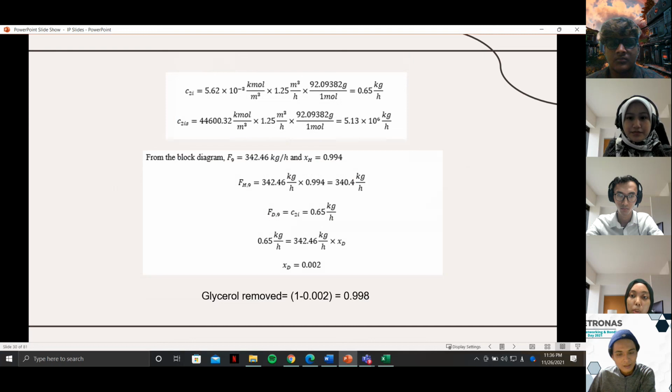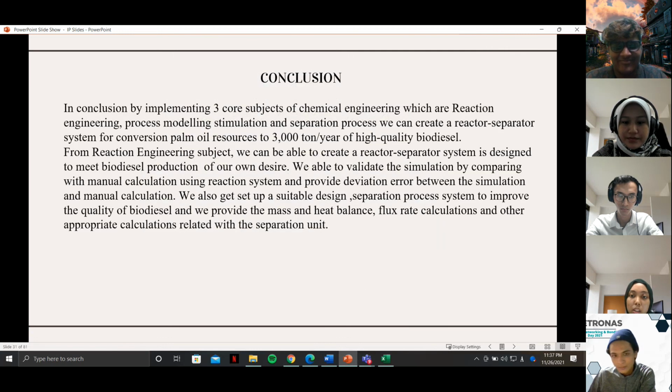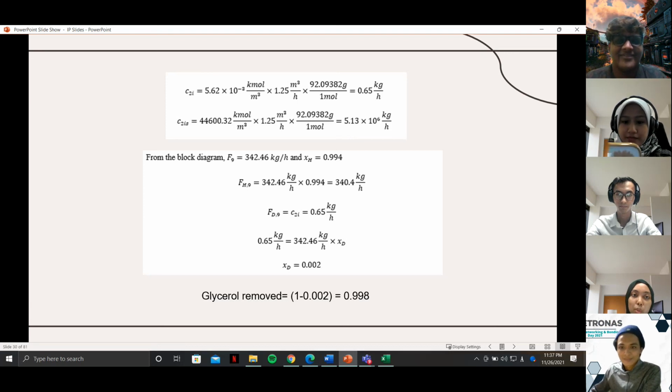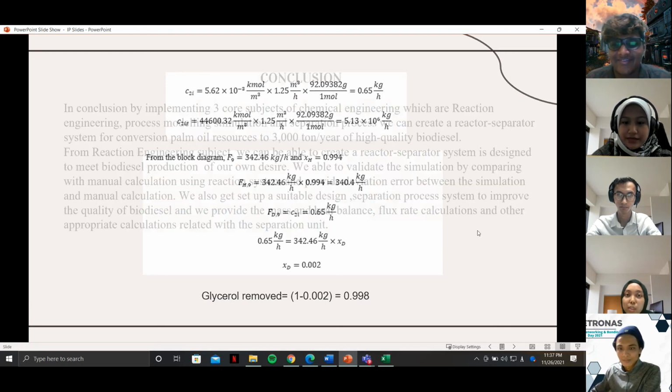Calculations were also made based on the specification just now and also some assumptions. And it was determined that the glycerol remaining in biodiesel at the permeate side is about 0.002, which means that the glycerol retention is at 99.8%. As more glycerol is removed, this means that higher purified biodiesel can be formed. And so the design can meet the desired flow rate of refined biodiesel. That's all from me, but I pass to Divian.